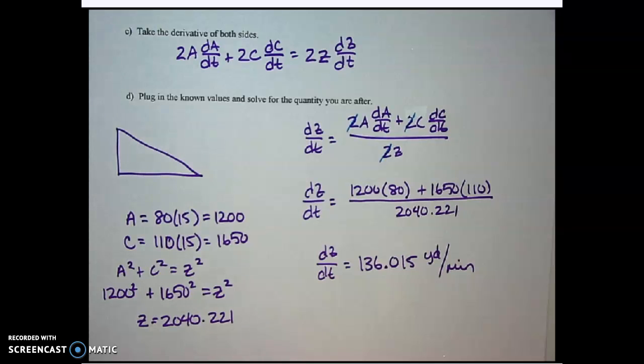So I find it easier to solve for dz/dt. If you notice, my 2's cancel out, plugging everything in. We come to realize that at 15 minutes, the distance between them is changing at 136.015 yards per minute.